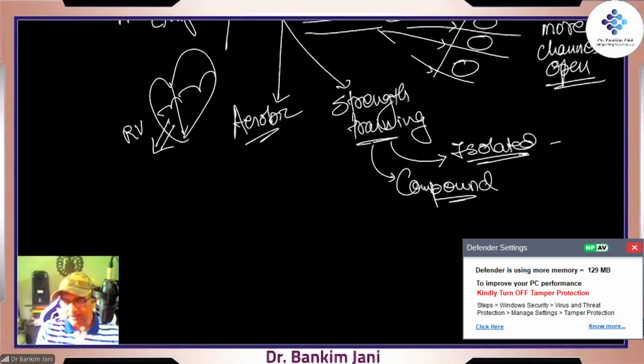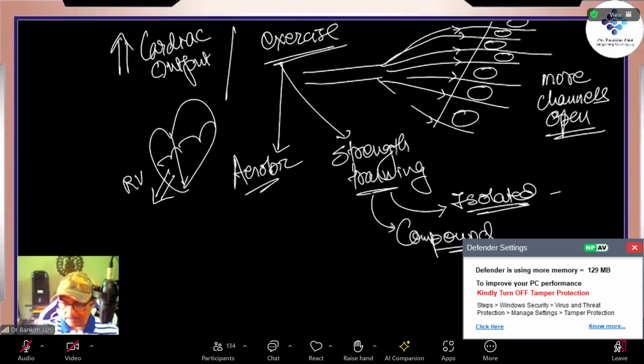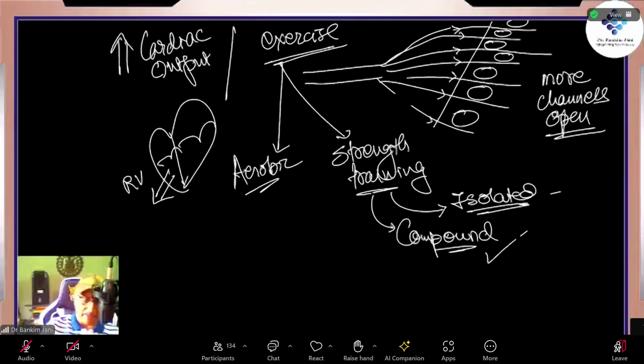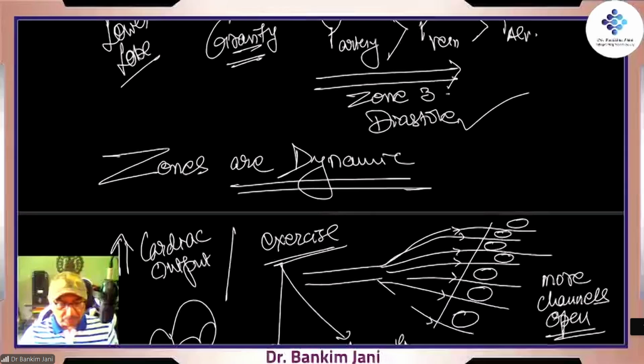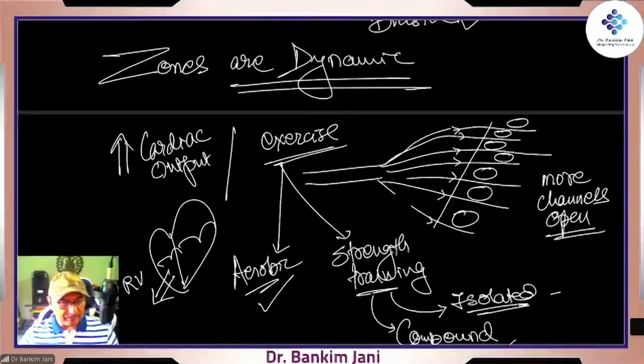Compound exercise. This is just a variation of it. Compound exercise along with aerobic makes you extremely fit. Okay, so this was the point: whenever there is increased cardiac output, more number of channels are open. When more number of channels are open, obviously it is better for the human body.